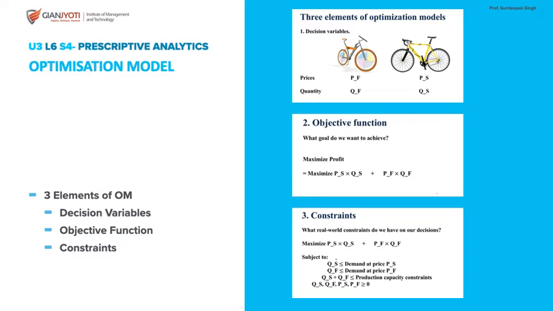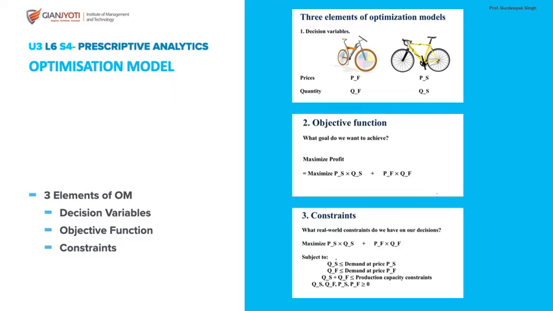The third element is the constraints. So what real world constraints do we have? Let us say I want to maximize this. My constraints would be, subject to, the quantity for the standard model is less than or equal to the demand at the price which I am keeping. So there has to be a demand for the quantity which I am going to produce. I have done my analytics before, so I know the demand figure, so I know that constraint. Similarly, the quantity of the fancy bikes should be less than or equal to the demand at the price which I want to keep. You remember willingness to pay and all that, so we have done all that.